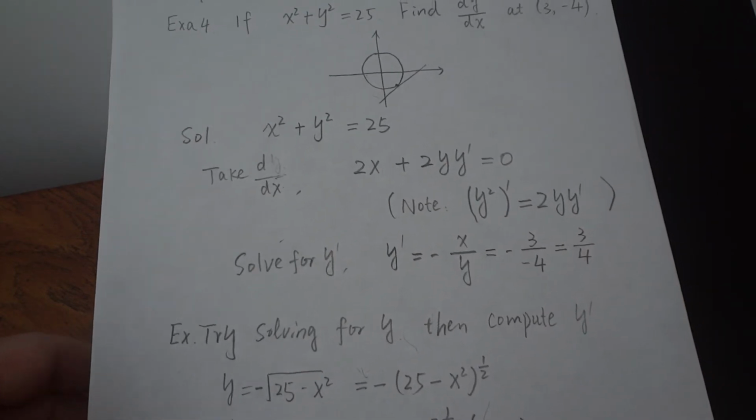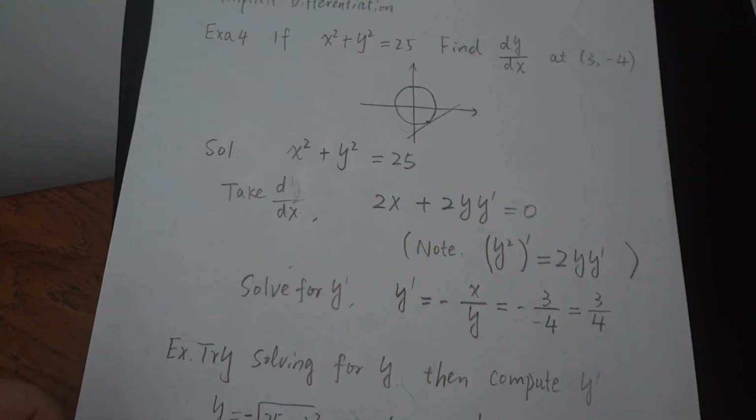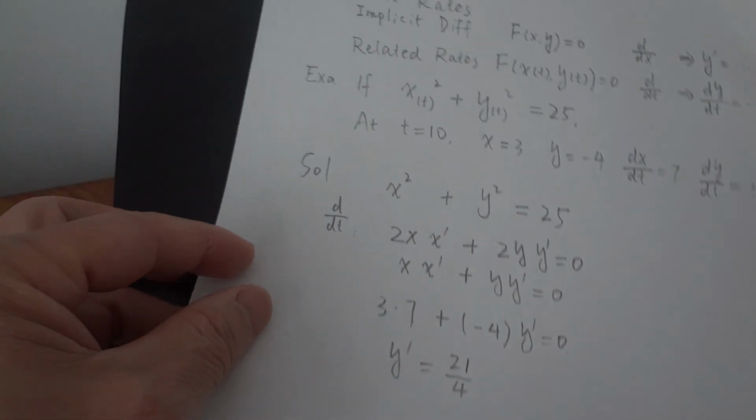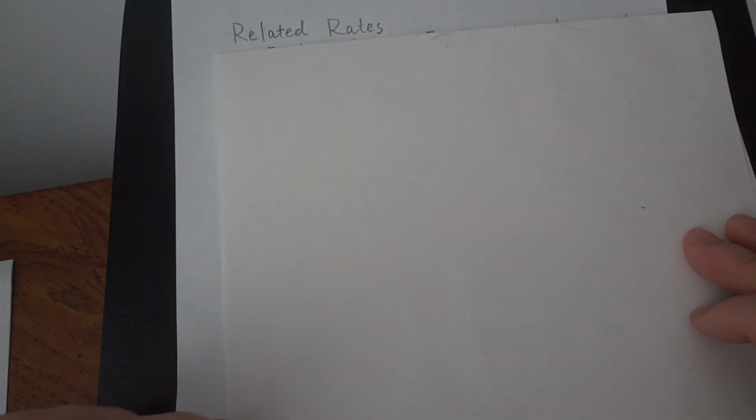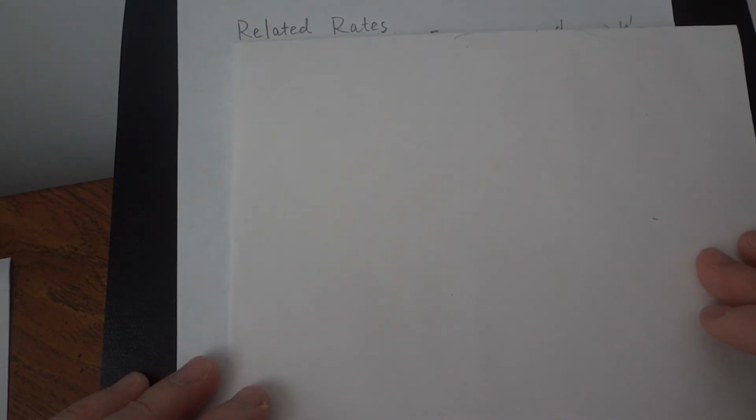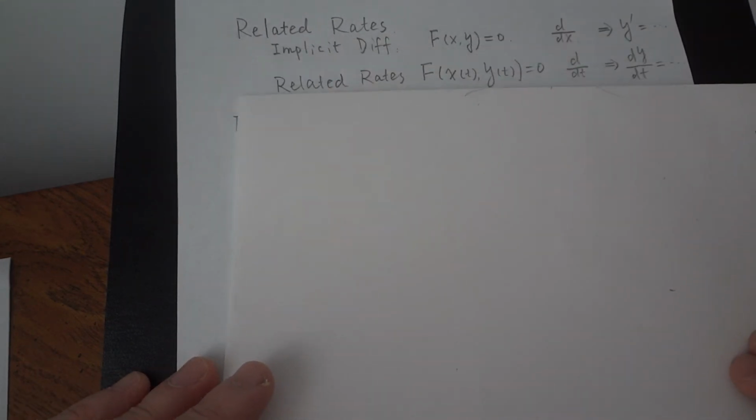Let's move on and talk about the next topic, which is related rates. I think those two are naturally related. So, related rates and implicit differentiation are naturally related. Let's give a comparison here.